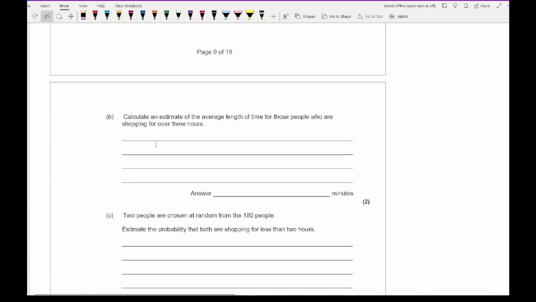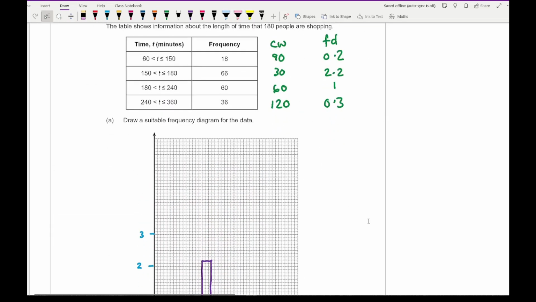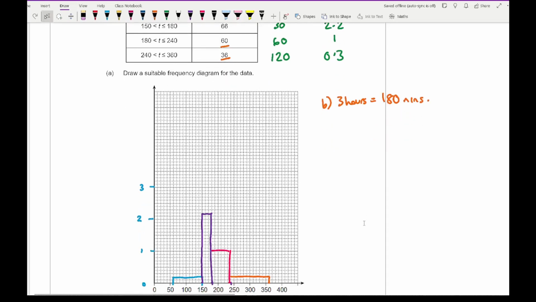It then says calculate an estimate for the average length of time for those people who are shopping over 3 hours. So looking at the data, if I just write B here, 3 hours equals 180 minutes. So I'm looking at 60 and 36. I want to work out the average, so I'll just go halfway between that. So 60 plus 36 is 96. 96 divided by 2 is going to give me 48.